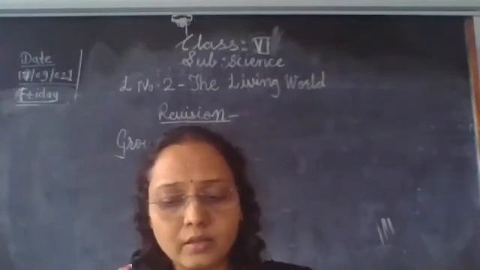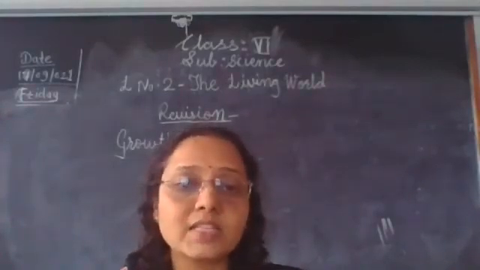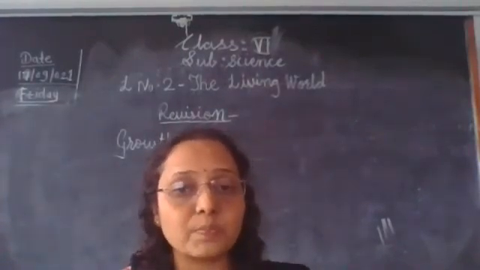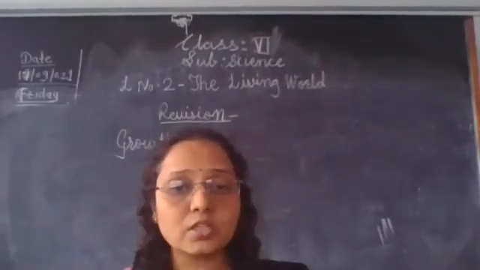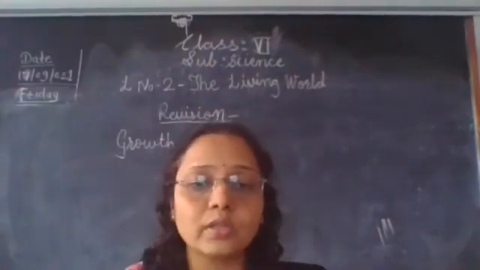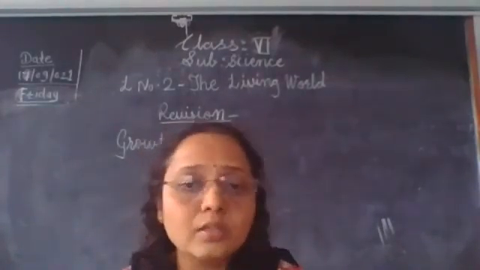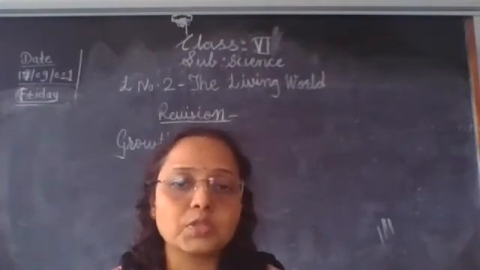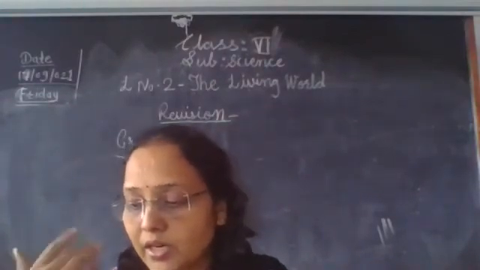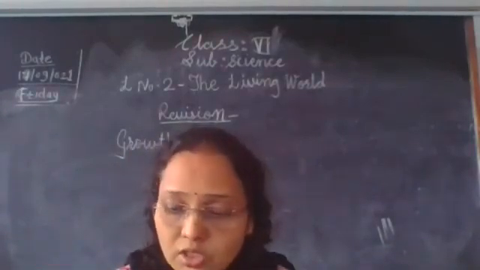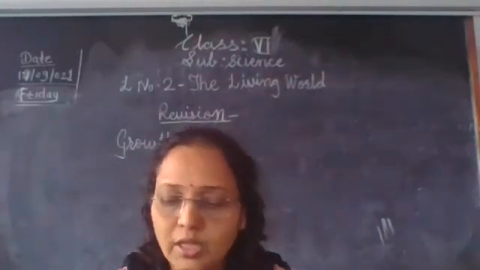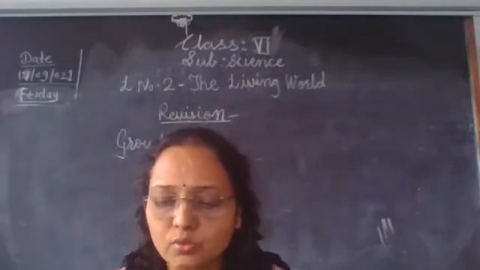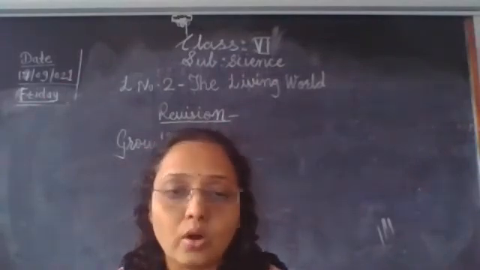Then the third characteristic feature is respiration. All living things respire. They require oxygen to live, so they respire. What is meant by respiration? We inhale oxygen and exhale carbon dioxide. This process is called breathing or respiration. Living things require oxygen in order to live. So inhaling oxygen and exhaling the carbon dioxide formed in the body due to the use of oxygen is called respiration.